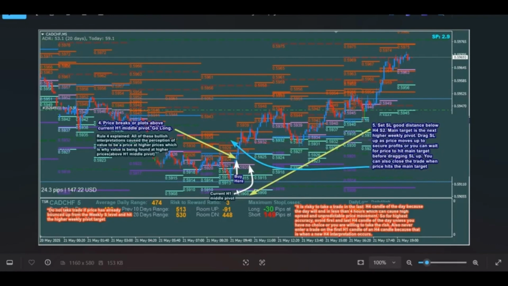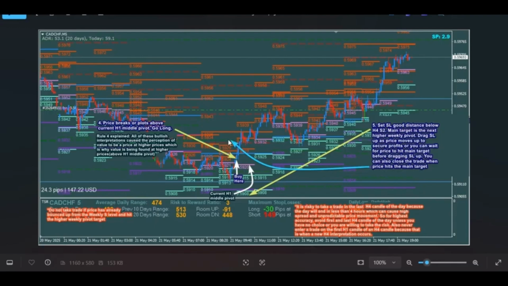This is the H4 S1. The H4 S2 is further below, but it's not shown on the screenshot. So we would place the stop loss a good distance below that H4 S2 level. Okay? And the target is the next higher weekly pivot.